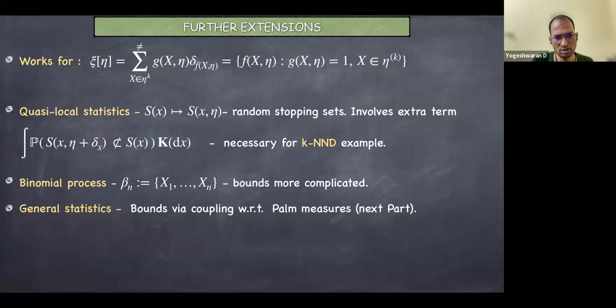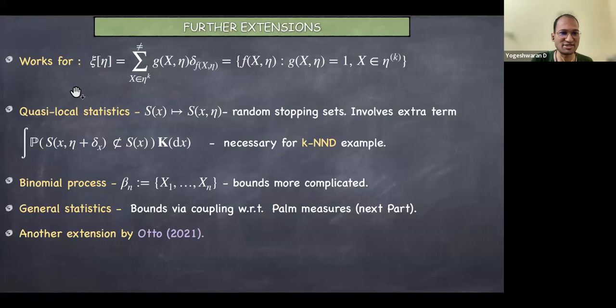I will say in the next part, what if you don't have a structure, as in I don't assume local statistic or anything like that? What if it is not local, not quasi-local? Do you still get some general bound? We have some general bound. I will say this in the next part.